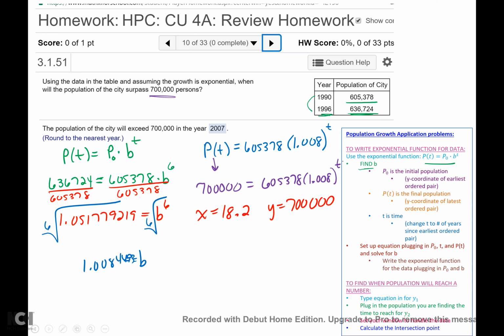Which means, what year will that be? Well, that means 18 years after the beginning, which was 1990. So if I take 1990 and add 18 years, that's going to be 2008. So apparently my rounding was a little off. Darn it. I'm assuming that they just used 1 instead of 1.008. That must be why we're off on rounding.